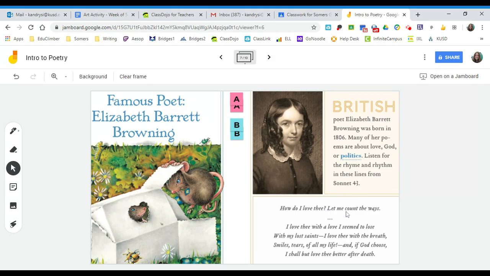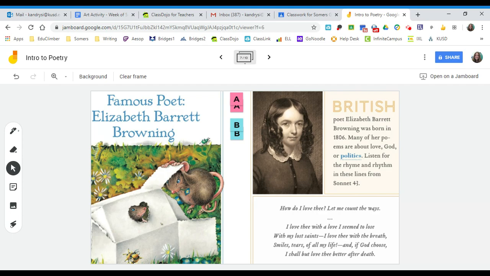How do I love thee? Let me count the ways. I love thee with a love I seem to lose. With my lost saints, I love thee with the breath, smiles, tears of all my life. And if God choose, I shall but love thee better after death.